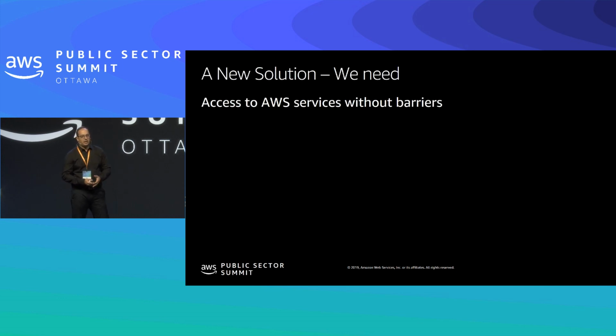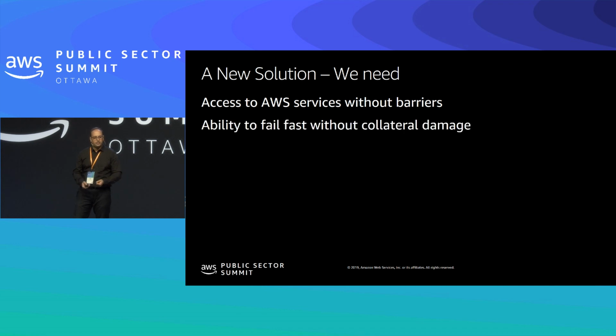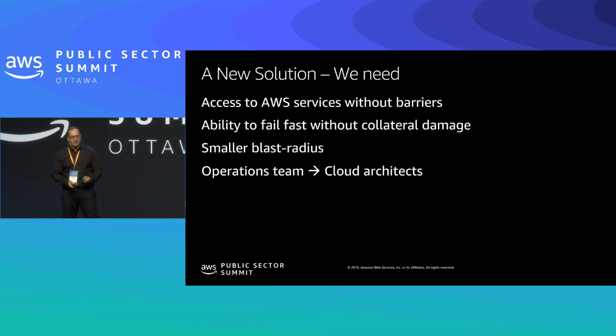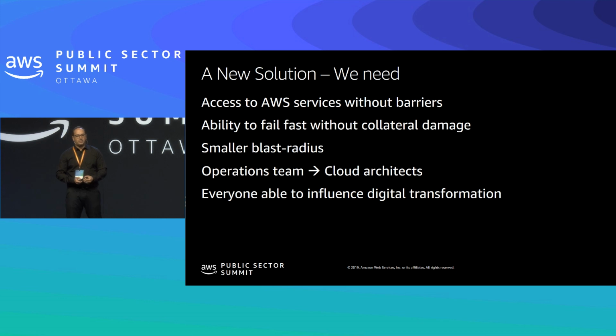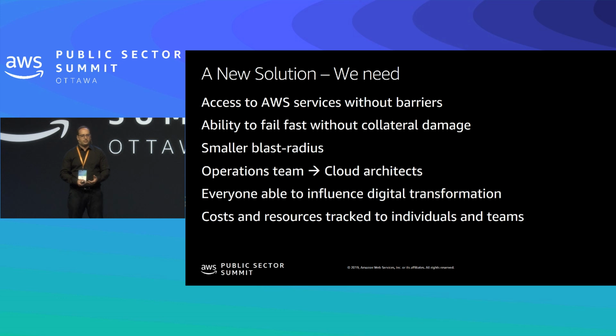We need access to AWS services without barriers. Ability to fail fast without collateral damage. Think about that script scenario I just told you about. Reduce that blast radius so if something does go wrong, it's contained within. Have developers isolated. The operations team become cloud architects, understanding and learning about governance in the cloud. And then together, all the teams are able to influence the digital transformation for the business. The costs and resources used by the different teams can be better tracked and resourced against those individual teams. And we want to optimize code for AWS.